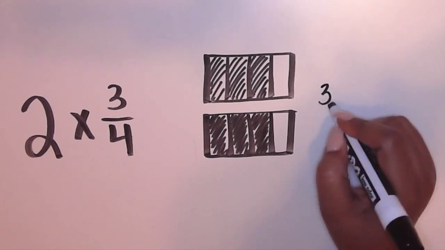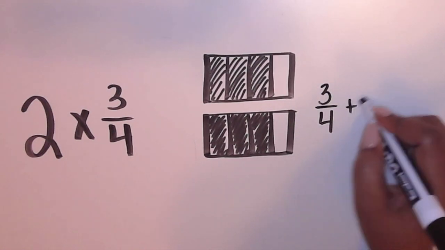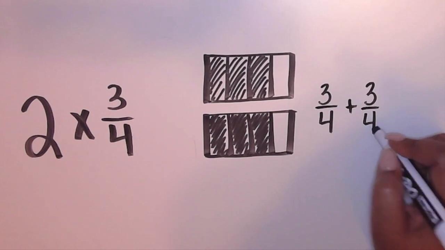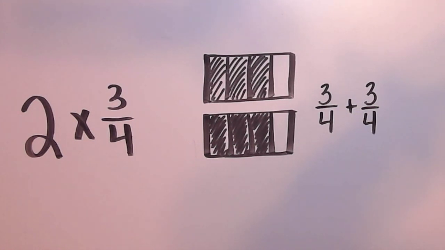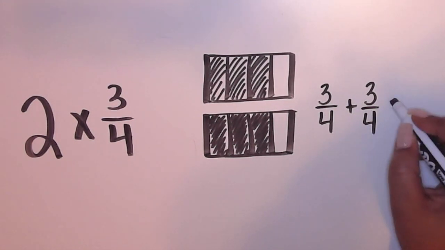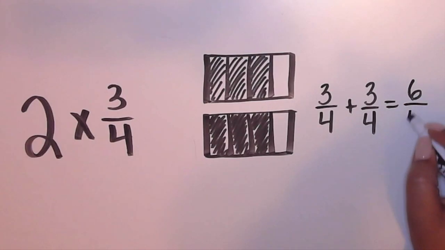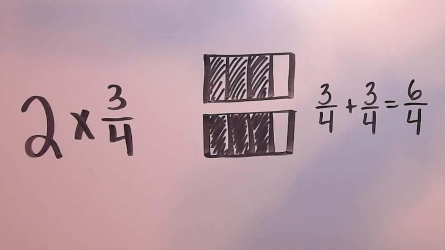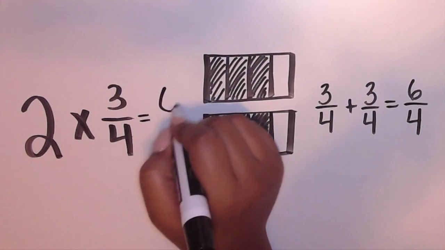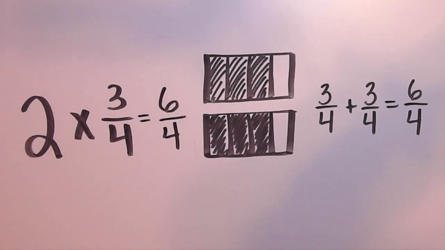Two groups of 3/4 is another way of representing repeated addition, which would be 3/4 plus 3/4. So if you have 3/4 plus 3/4, join those together and there is a total of 6/4. Therefore, 2 times 3/4, or two groups of 3/4, is 6/4.